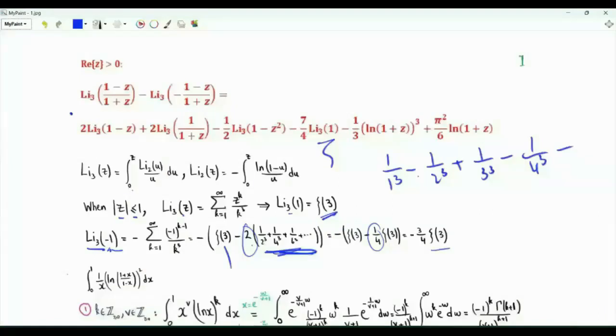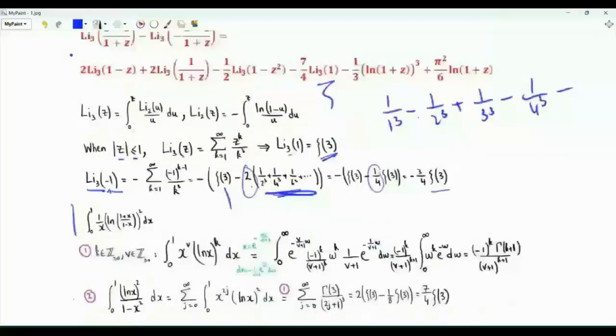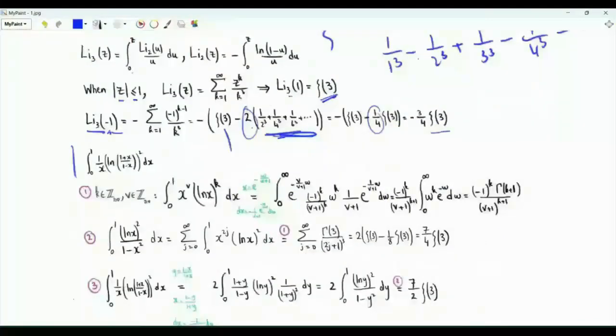To prove this functional identity, we need this integral, x from 0 to 1 of 1 over x, the square of the logarithm of 1 plus x over 1 minus x. We evaluate this integral in 3 steps.